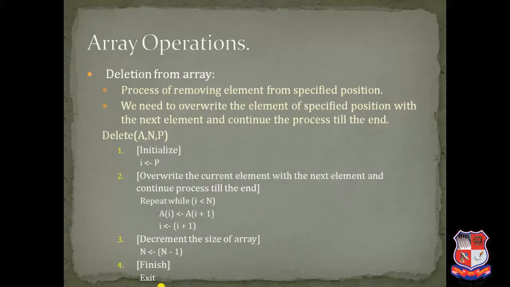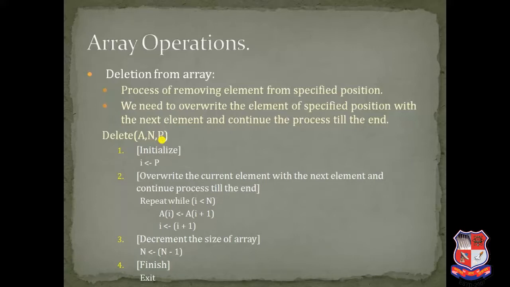Next operation is deletion from array. Now in the deletion process we don't need to make additional space, but rather we need to overwrite the element at that particular position. So deletion is a process of removing an element from a specified position. For that, we need to overwrite the element at the specified position with the next element and continue the process till the end. For the delete operation, we require three parameters: array, size of array, and position from where we would like to remove the element.